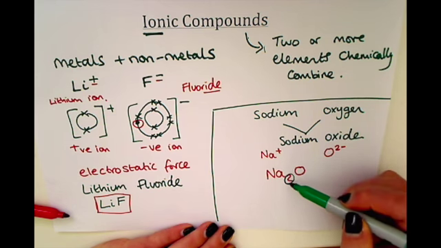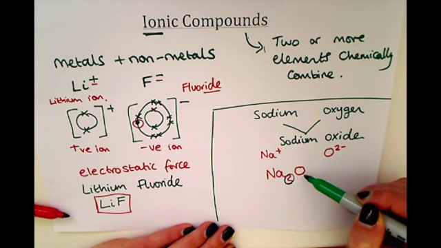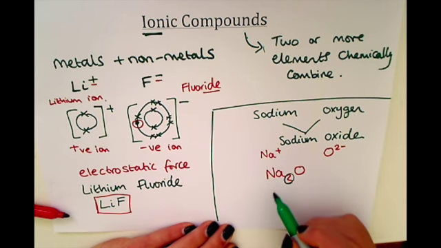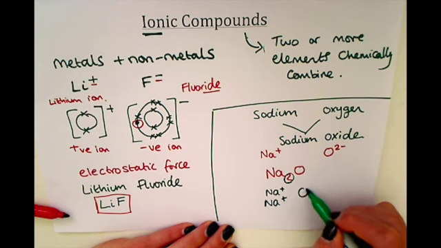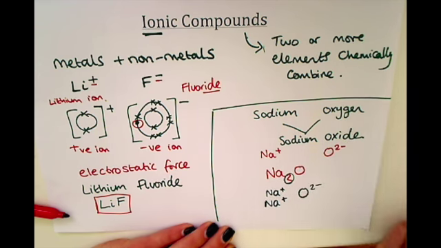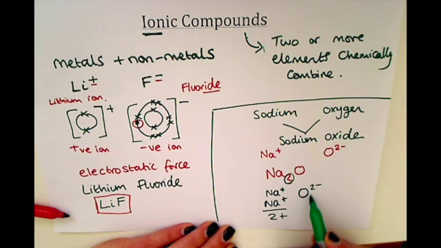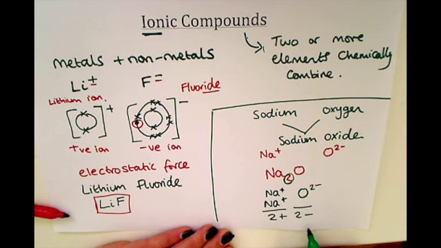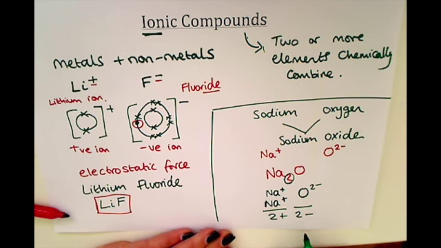So we need 2 sodiums and 1 oxygen. So now we've got 2 Na+ and 1 oxygen with a 2-. So our positive charges are now 2+, and our negative charges are 2-, and now the 2 pluses and the 2 minuses will balance out.